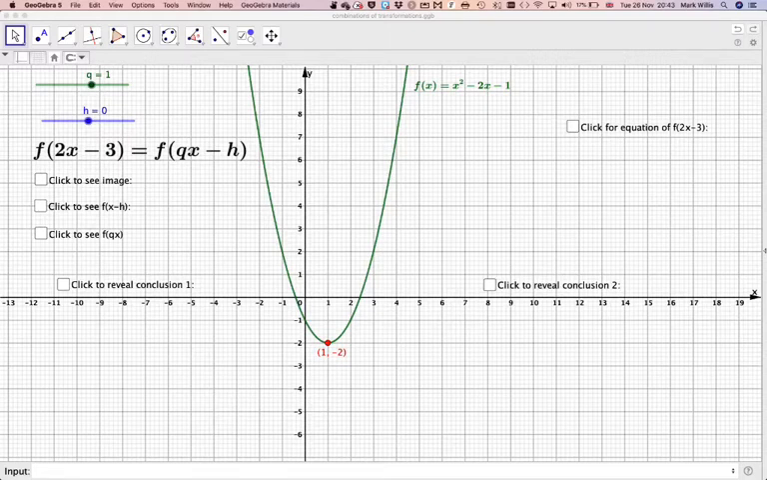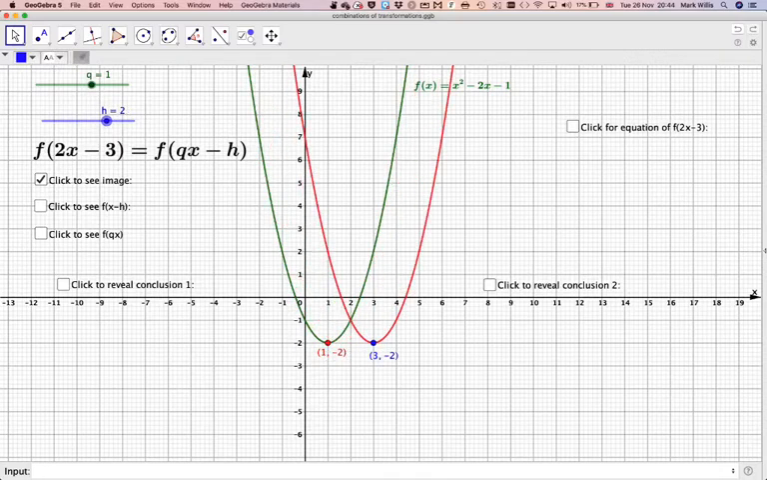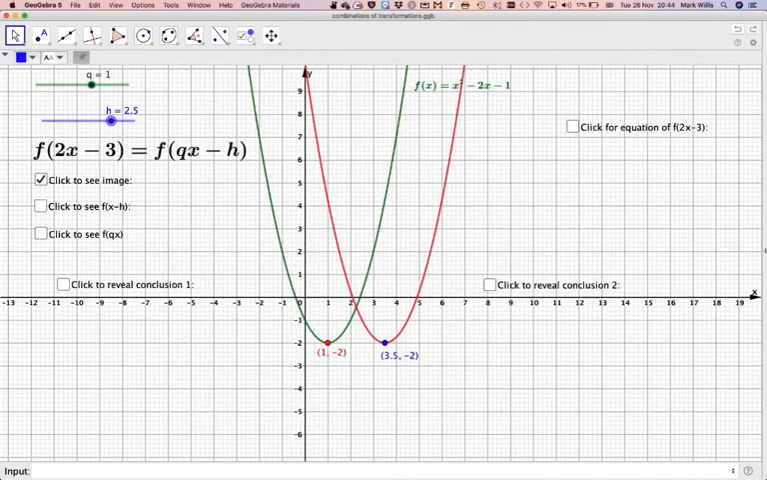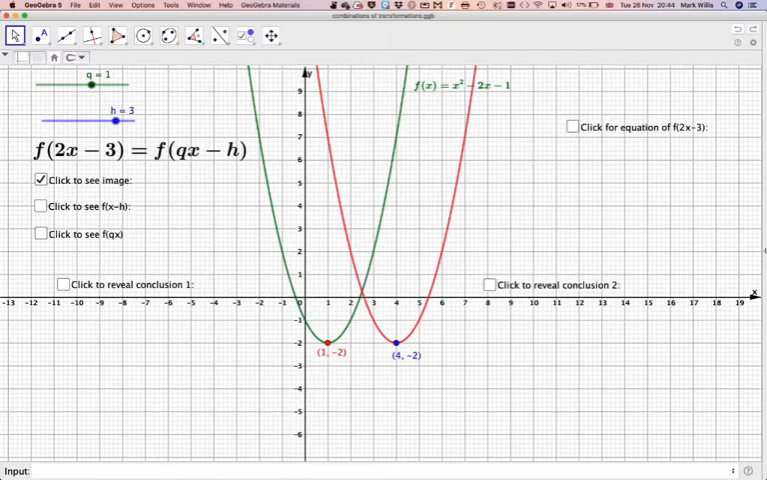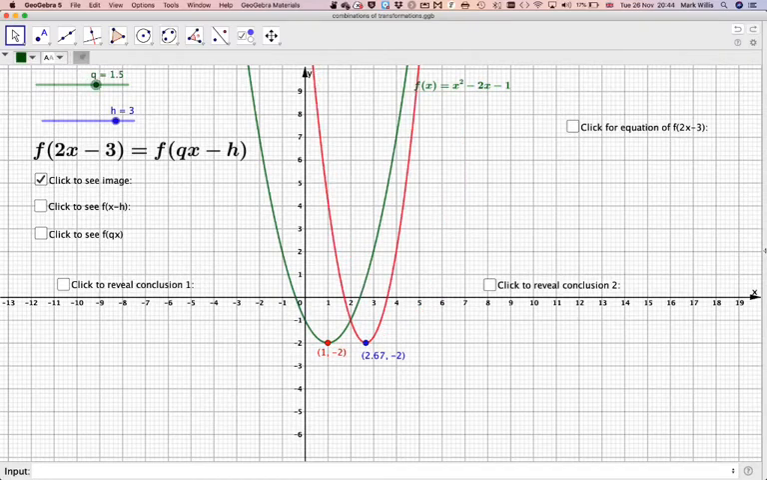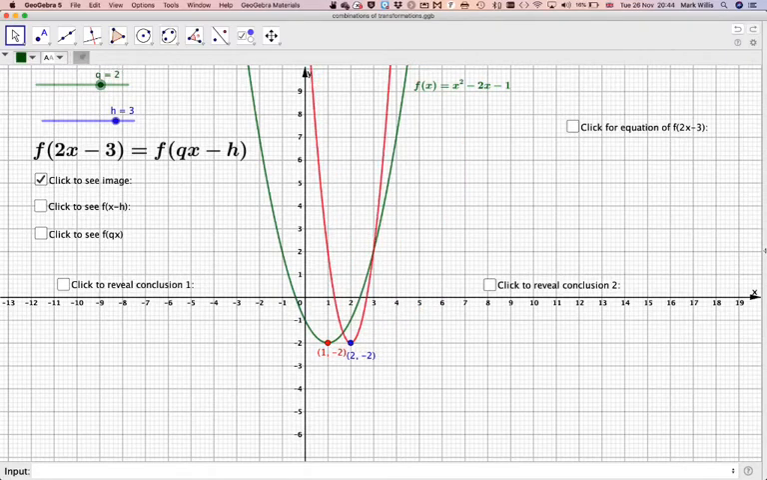click. So the red one here, we can see the image which will move. So if I did the translation first, so if I move this h, so h is 3 units. Okay, so that's now f of x minus h, and then I did the stretch, which is 2. So let's move this to 2. This is the final image of f of 2x minus 3. Okay. Now, we're going to look at this in two ways.